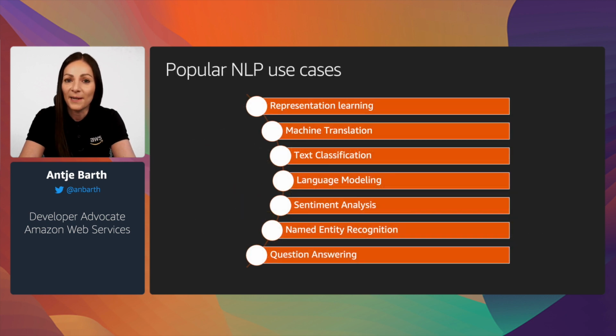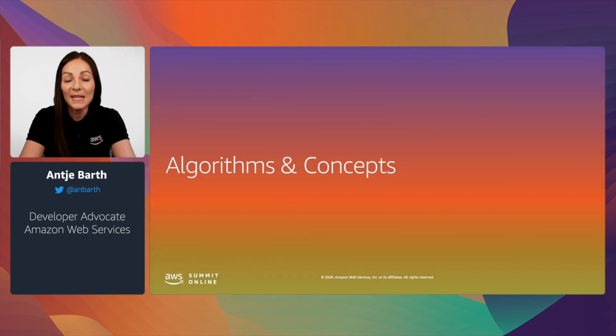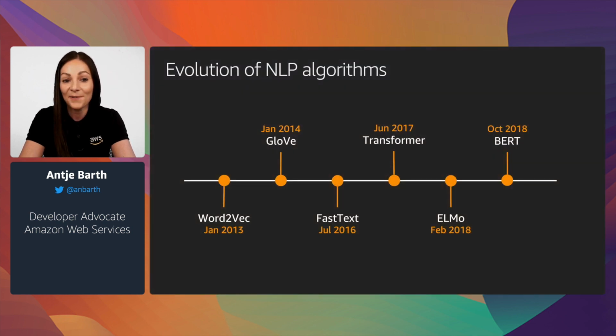I mentioned language modeling, but there are many more popular NLP use cases. For example, machine language translation, representation learning, text classification, sentiment analysis, you name it. NLP has really reached almost every industry and a variety of use cases. Let's have a closer look at the popular algorithms and concepts and a little bit of the NLP history. And if you see the history here, it's really all about the last couple of years.